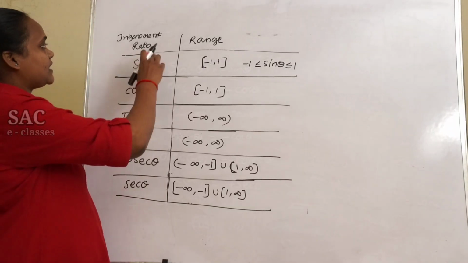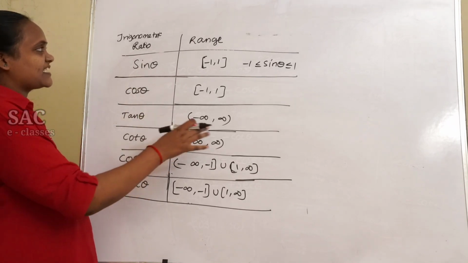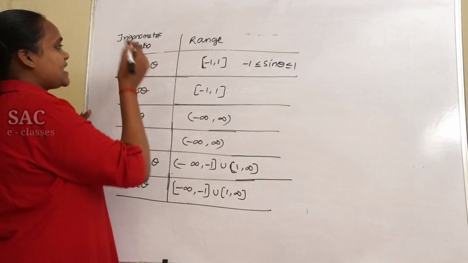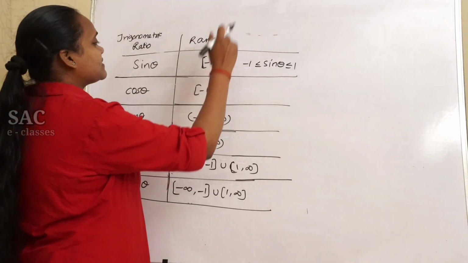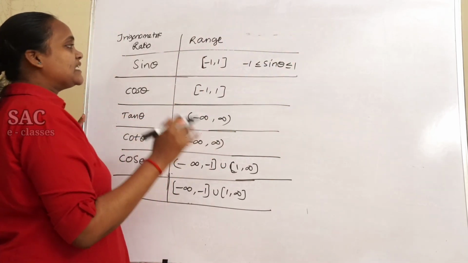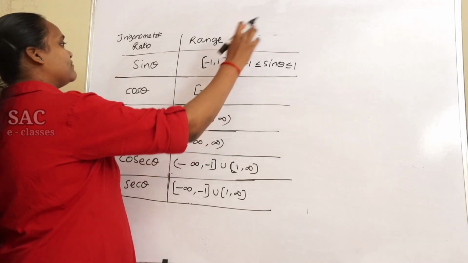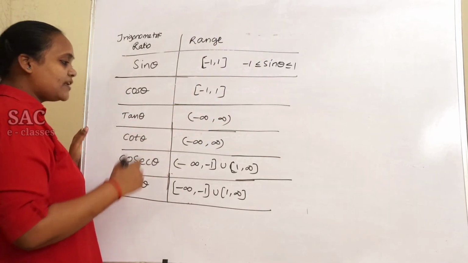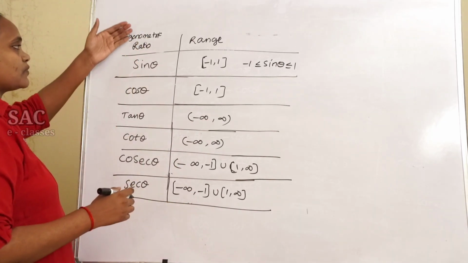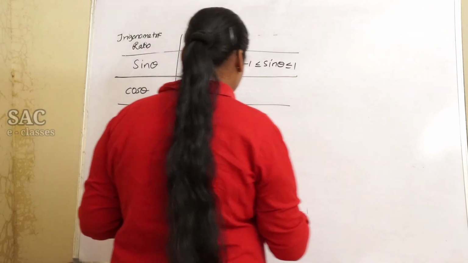Here I have listed the trigonometric ratios and their corresponding ranges. What is meant by the range? Sine can be -1 or its value can be 1, but its value cannot be less than -1 or more than 1. In what way can they ask you, and how is this particular range table useful to you? Let me explain.